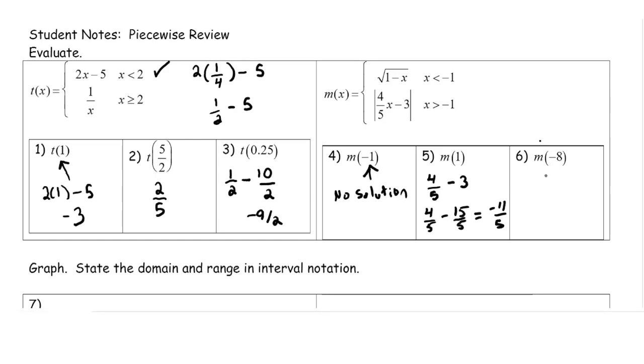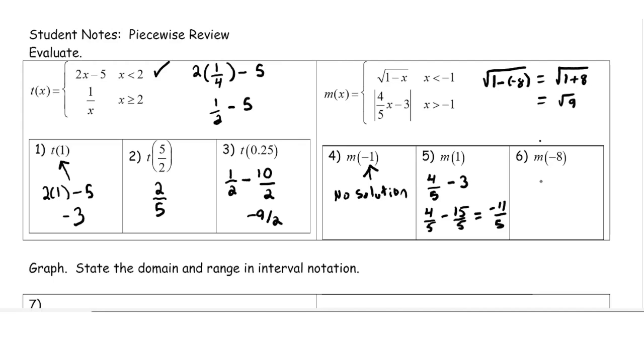All right, problem 6, m of negative 8. Negative 8 is less than negative 1. So we would get the square root of 1 minus negative 8, which is the square root of 1 plus 8 when we simplify this, or the square root of 9, which in this case would be 3 or negative 3.